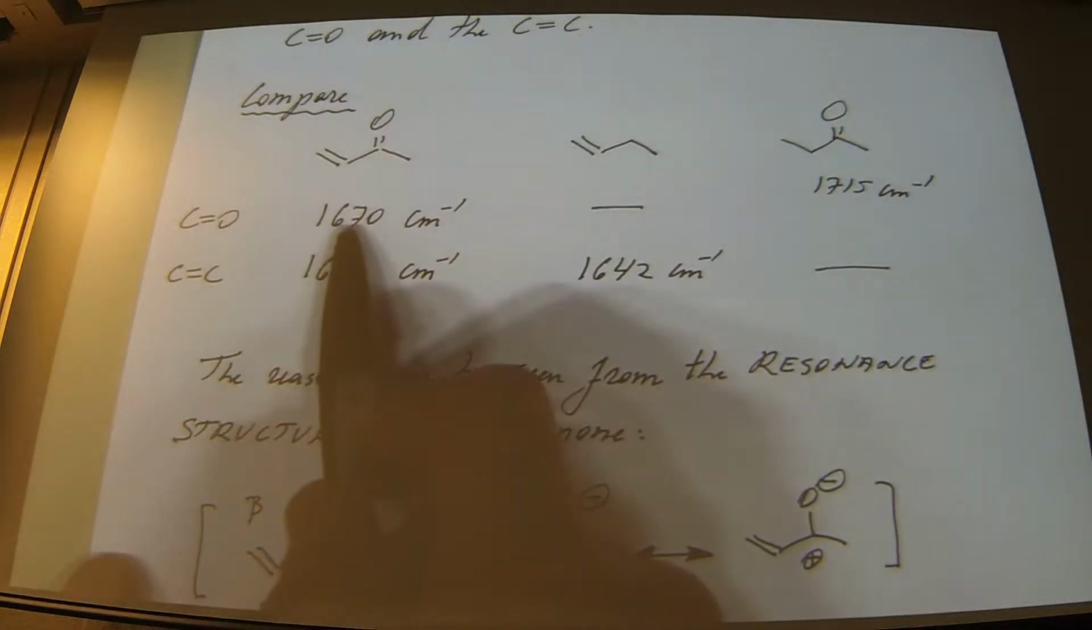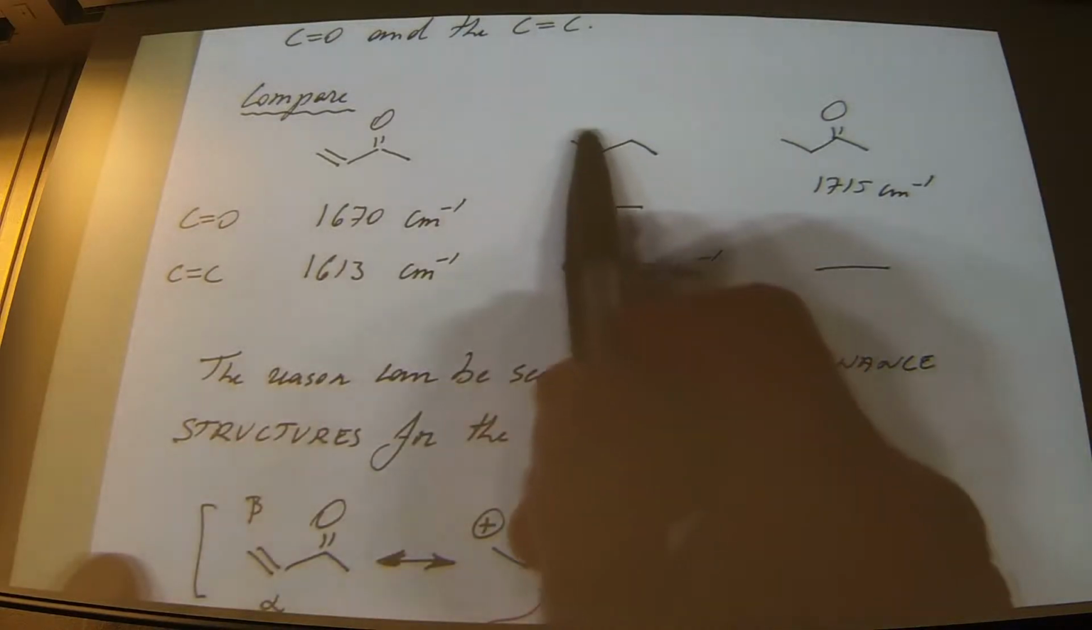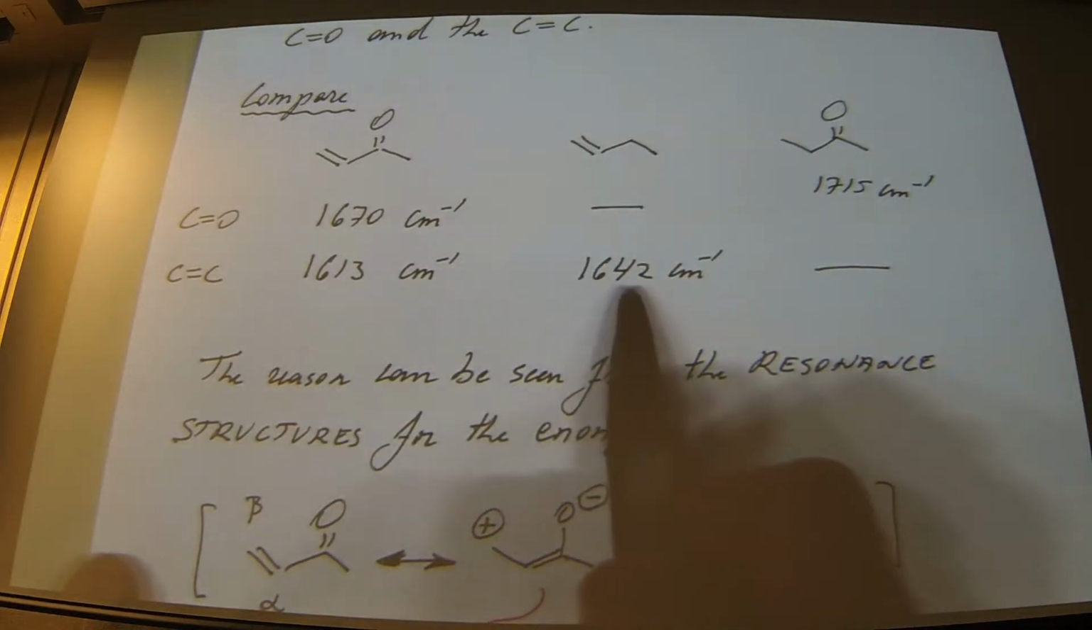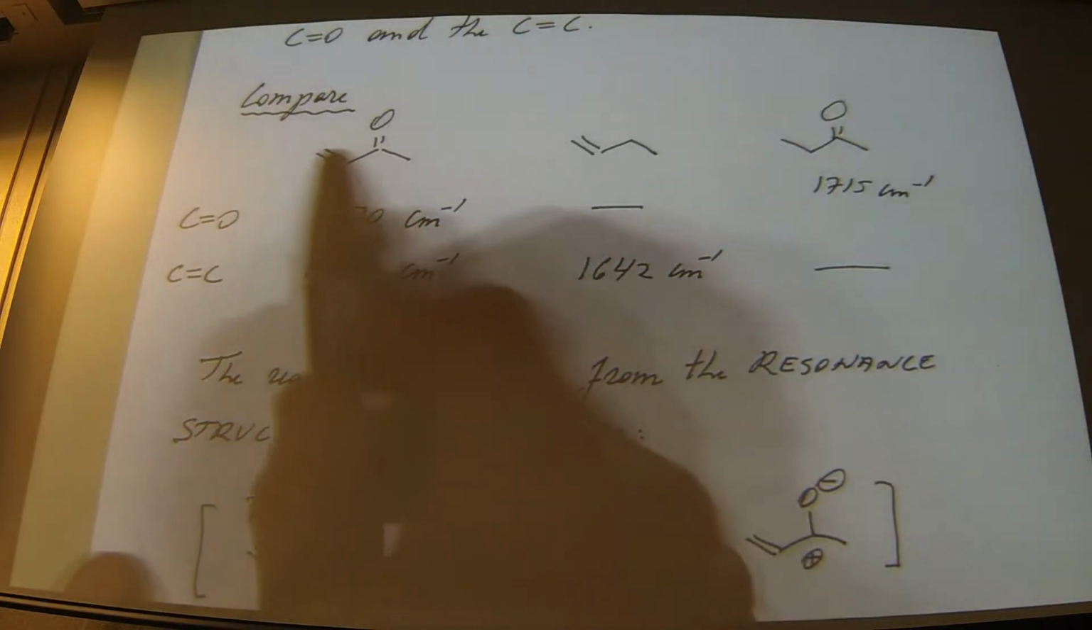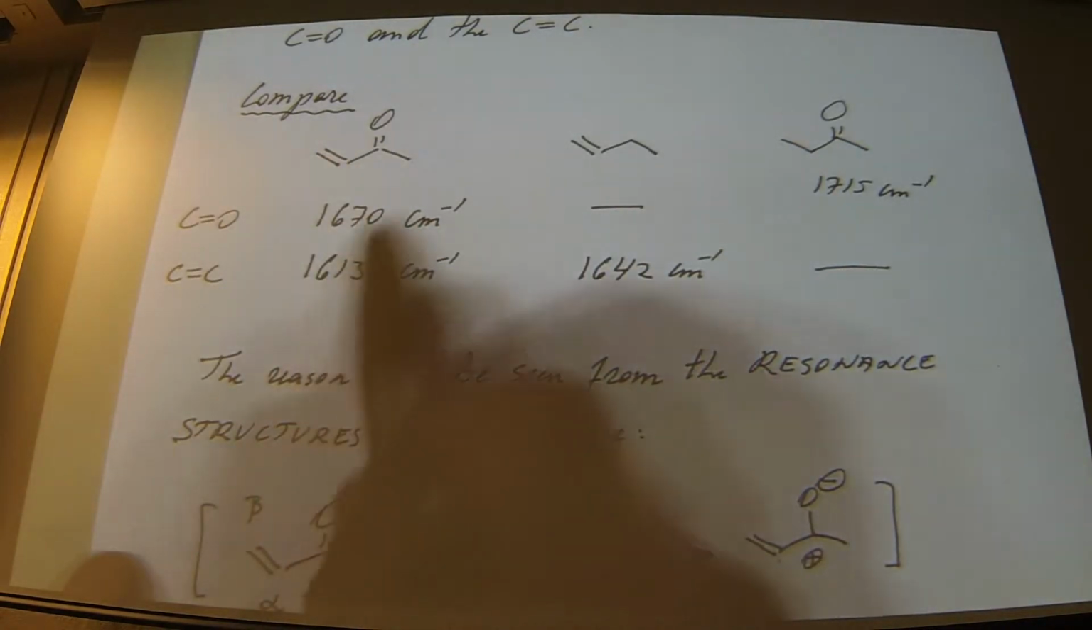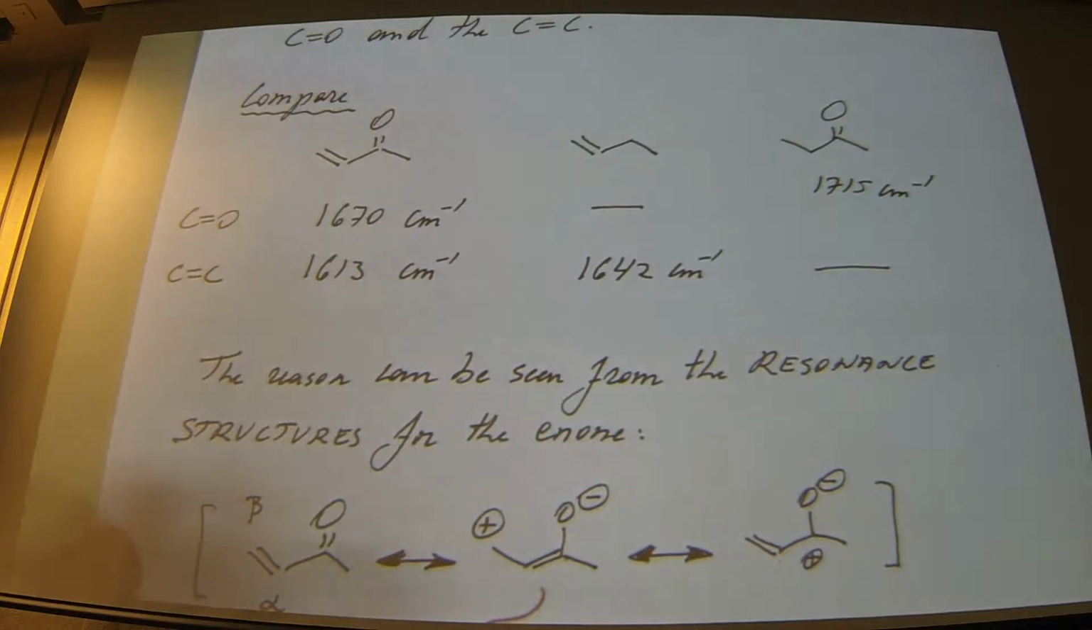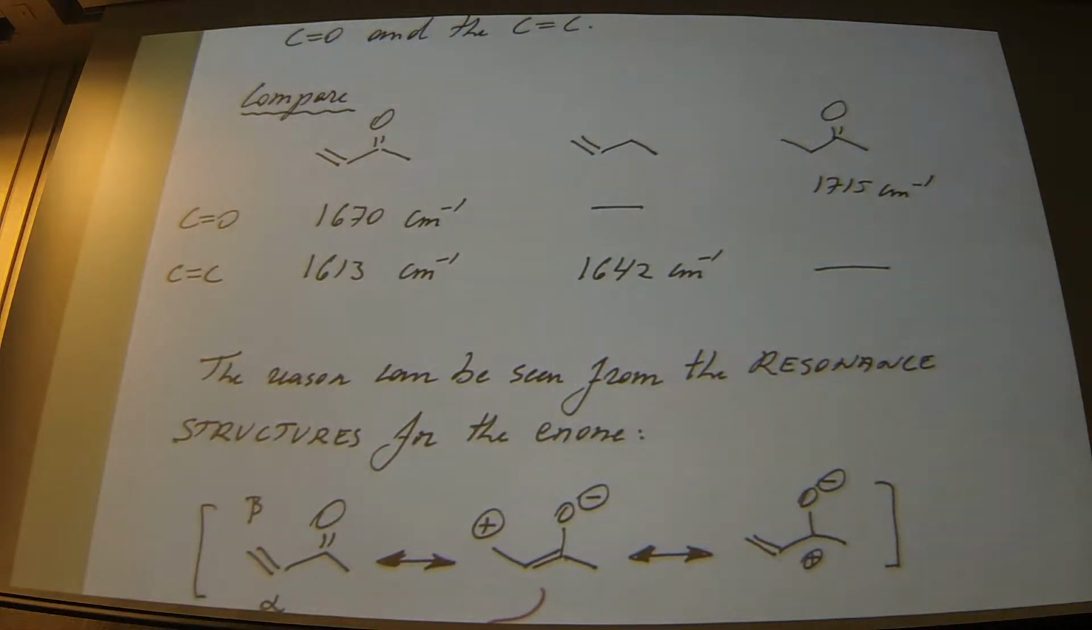If it's conjugated, it goes down to below 1700. This is not conjugated, it's about 1642. If it's conjugated, this double bond is now lower. So conjugation lowers the frequency of both pi bonds, right? It makes it easier to stretch both the C=C double bond and the C=O double bond. Now, why should that be?